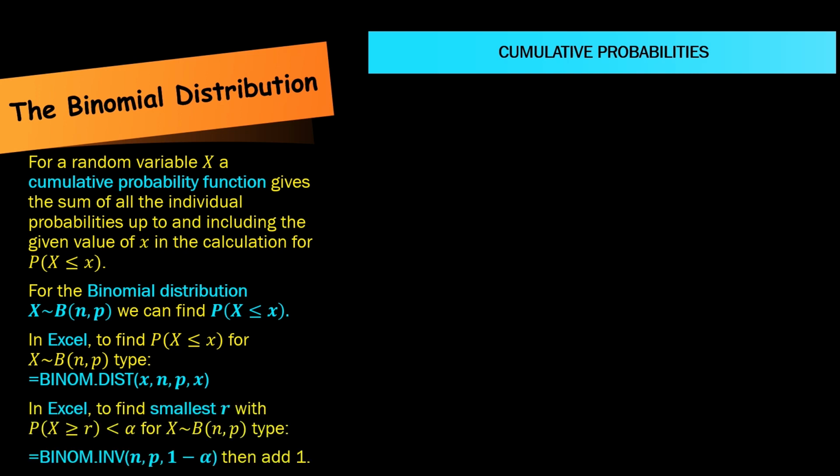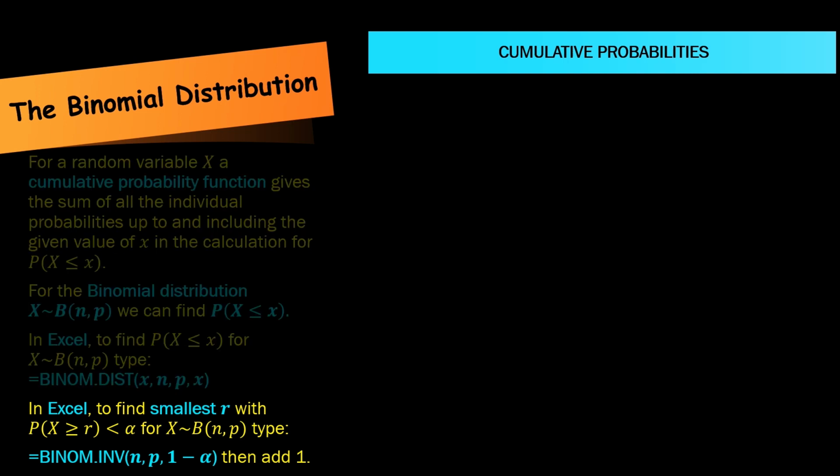We are now going to look at something slightly different. This time in Excel, we're going to try and find the smallest r value with probability x greater than or equal to little r, less than a given value of alpha for x distributed binomially with parameters n and p. For this we will type the formula given on your screen, equals binom.inv open bracket n, p, 1 minus alpha close bracket, and then add 1.